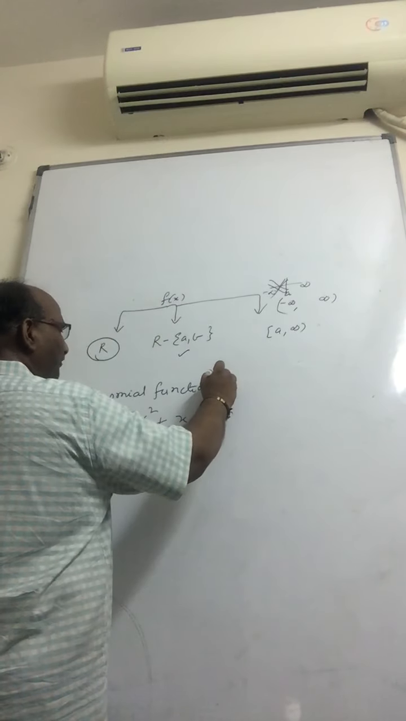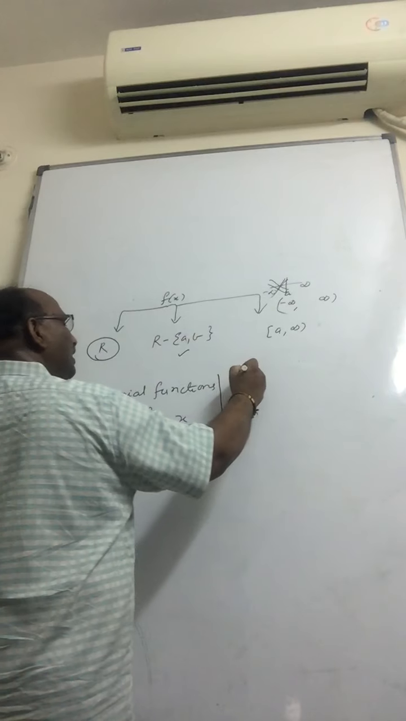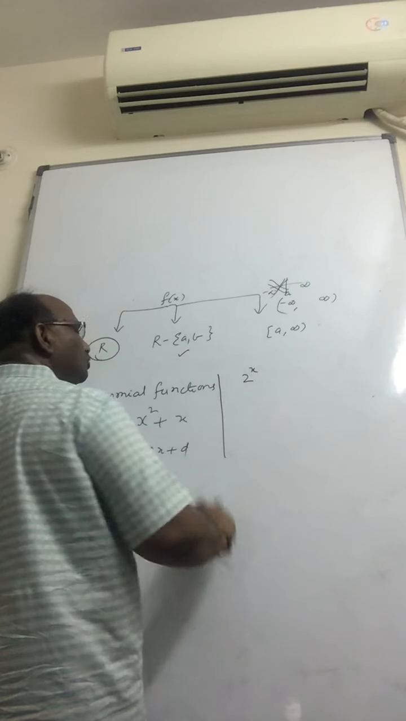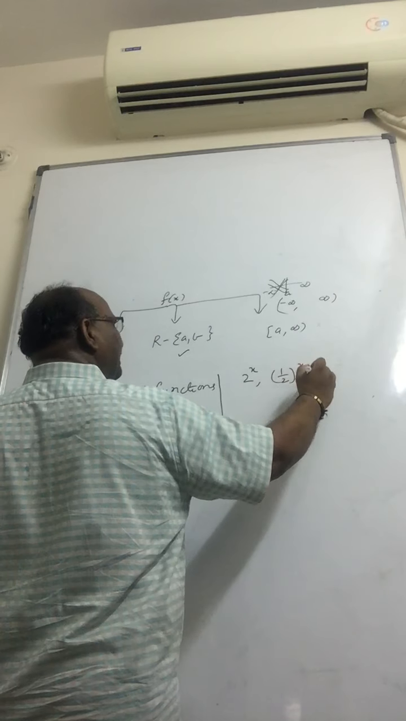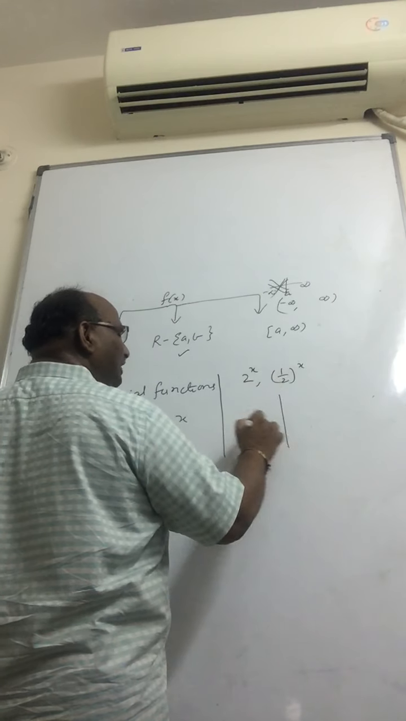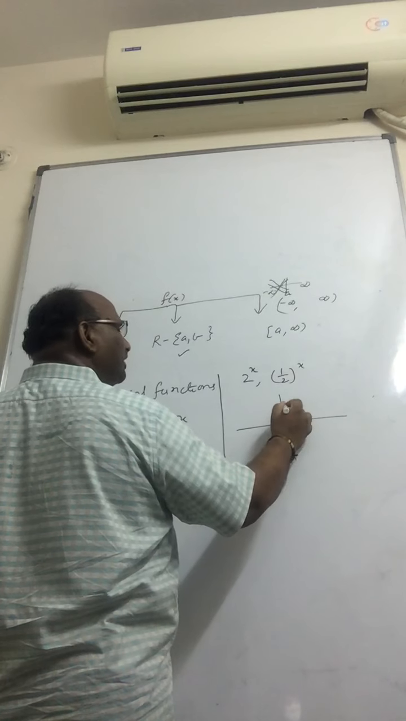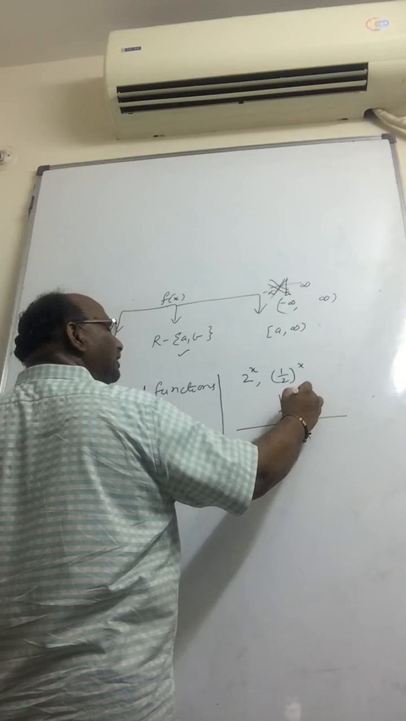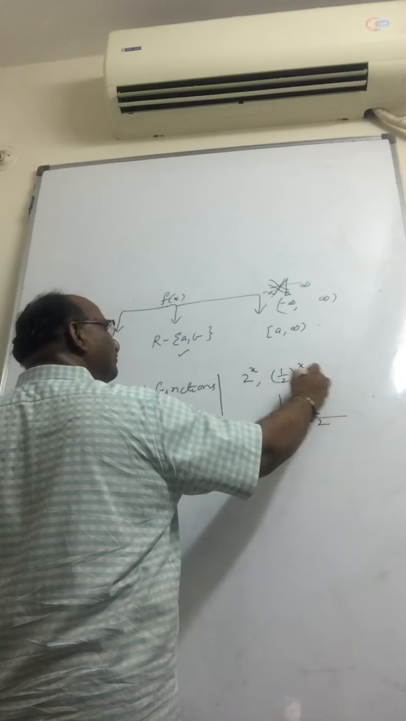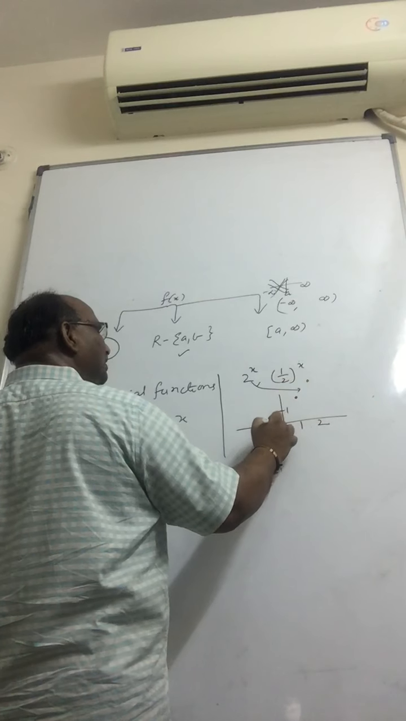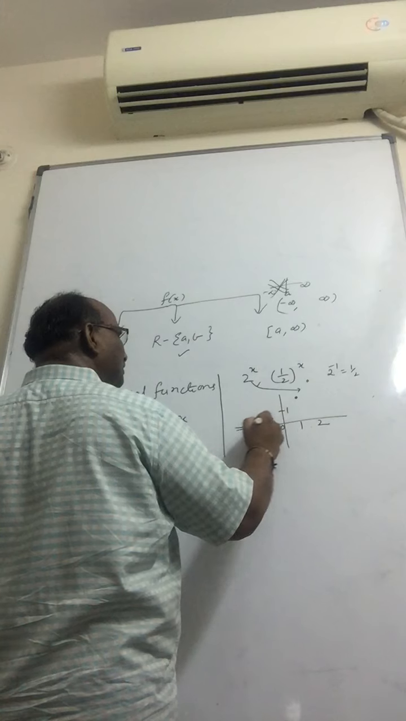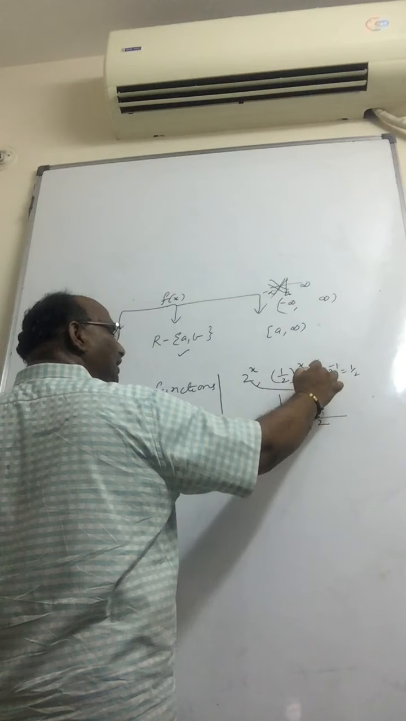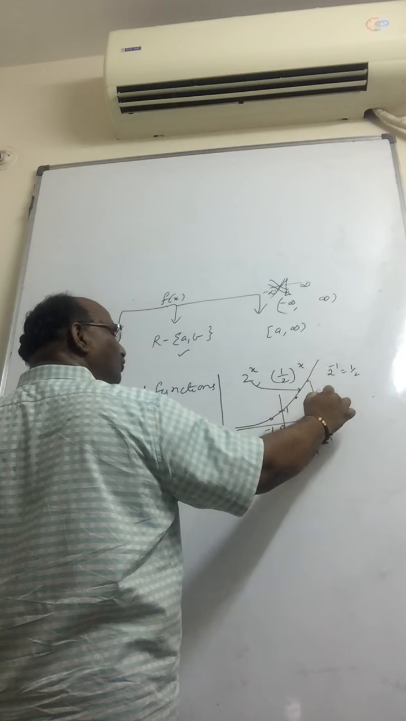So what other functions did we discuss? Power functions, 2 power x, half power x, right? How will the graph be? For 0 it is 1, for 1 it is 2, for 2 it is 4 if you consider 2 power x. For minus 1, 2 power minus 1 is half. For x equal to 2, it is 4.